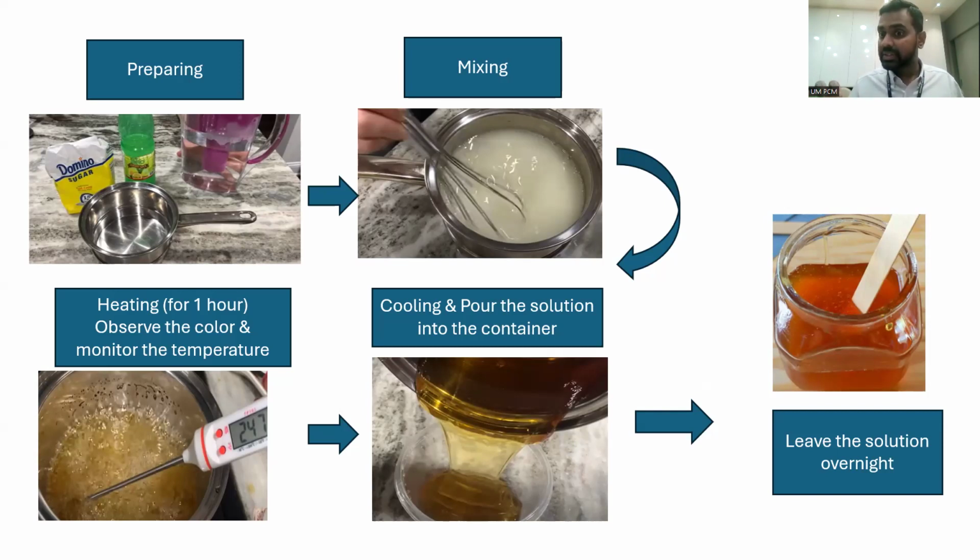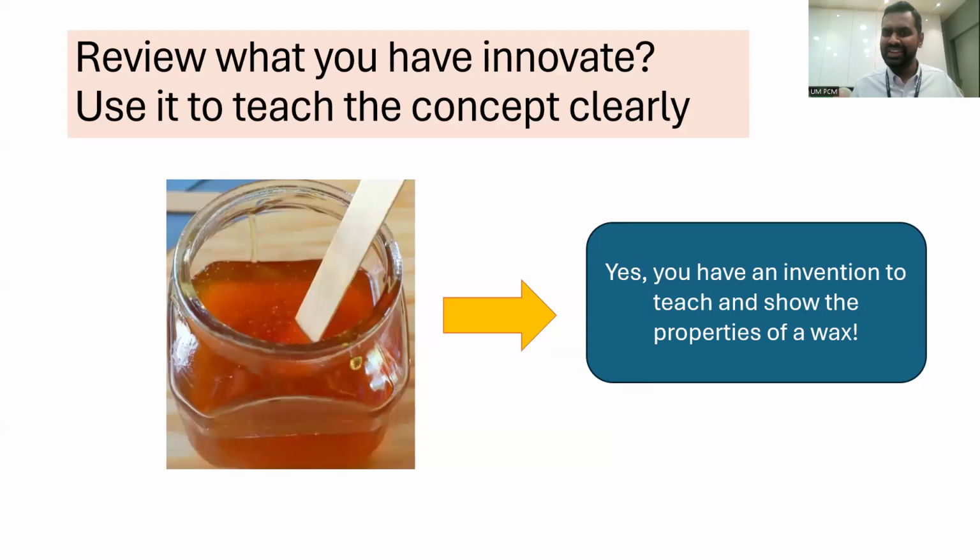So at the end, you have the product, which is a wax, and that wax is going to be your innovation, right? As simple as what we can see is a homemade wax which you can take and show to the people, saying, oh, this is a homemade wax and this is the property of wax that you can see from the experiment. So yes, now you have an invention to show and teach people what wax is and what the properties of wax are that you have shown before.